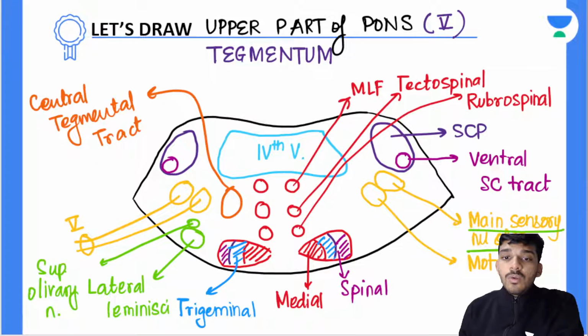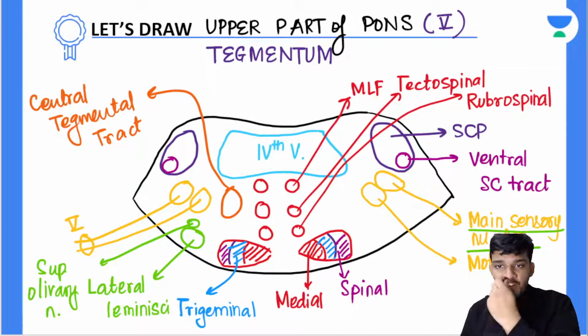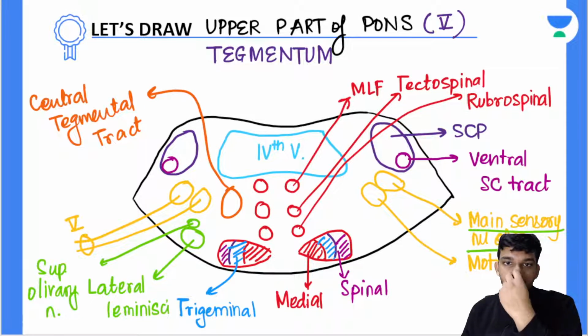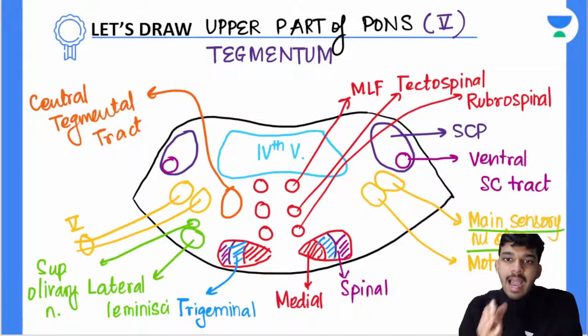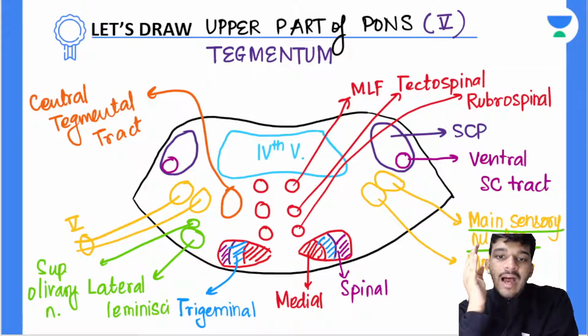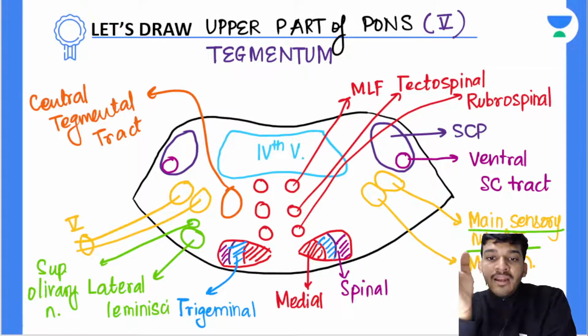Right. So once you're done with the section at the lower part of the pons, I've explained more or less every upper part of the pons. I've explained more or less everything to you. Okay. And remember, from medial to lateral, you will have the medial lemniscus, the trigeminal lemniscus, and the spinal lemniscus. Okay.